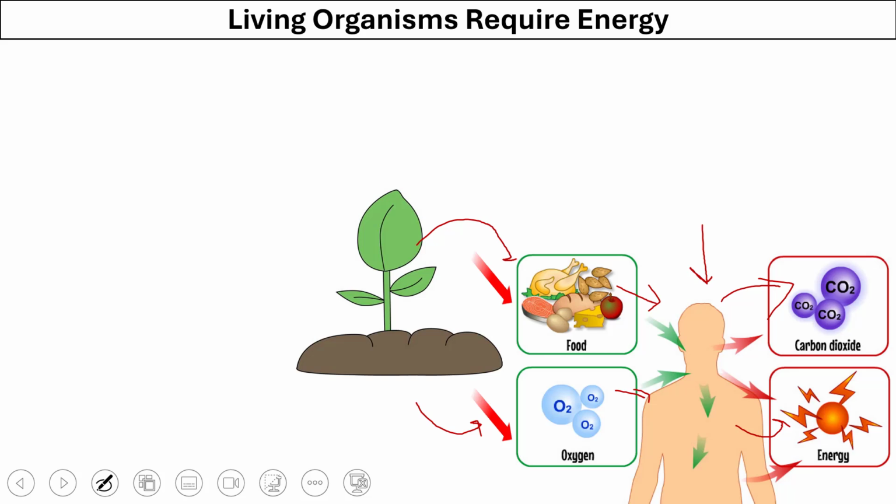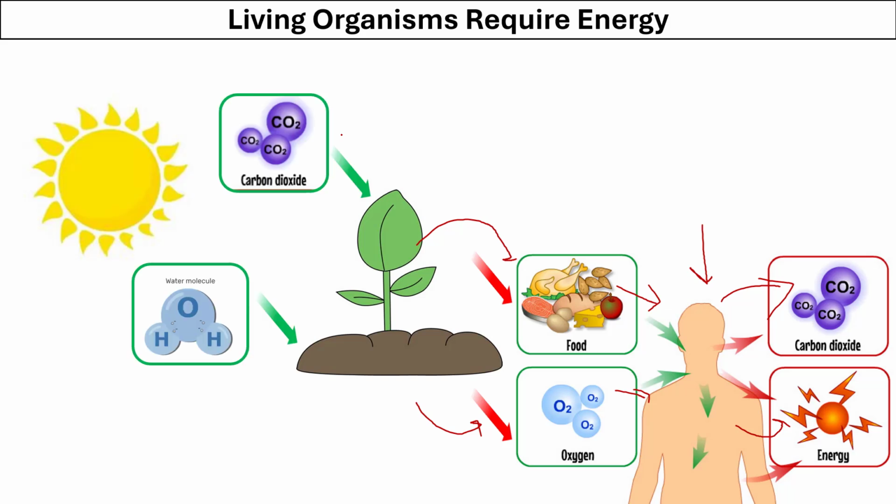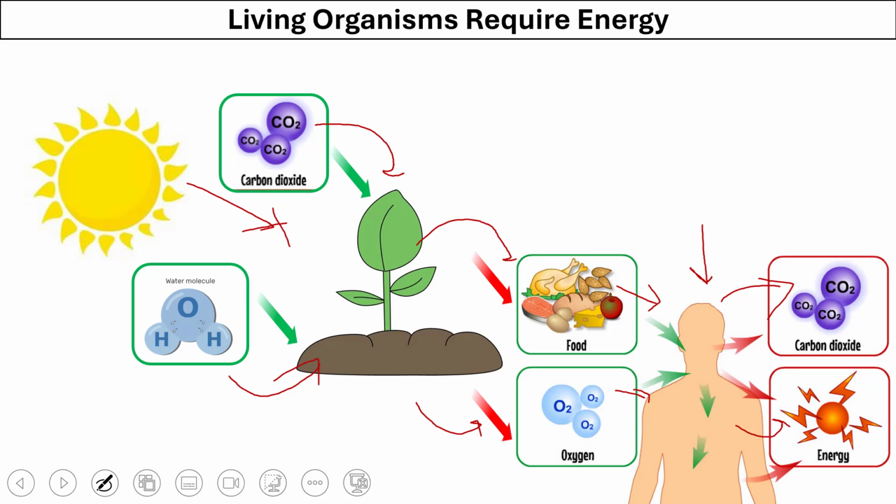And how do plants produce food? The process is called photosynthesis. Photo means light and synthesis means production, which is producing food in the presence of light. So plants take the energy of light and carbon dioxide and water from outside and produce food and oxygen. This process is called photosynthesis.